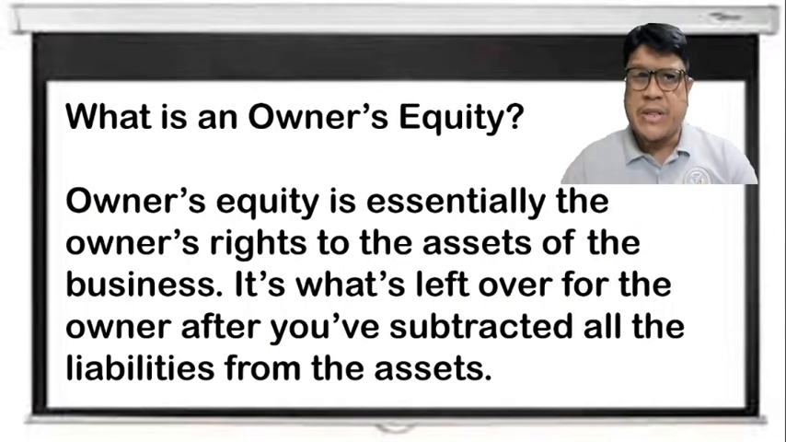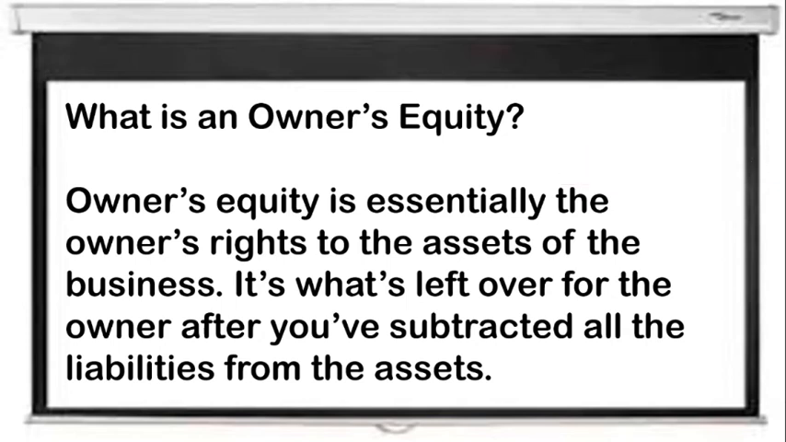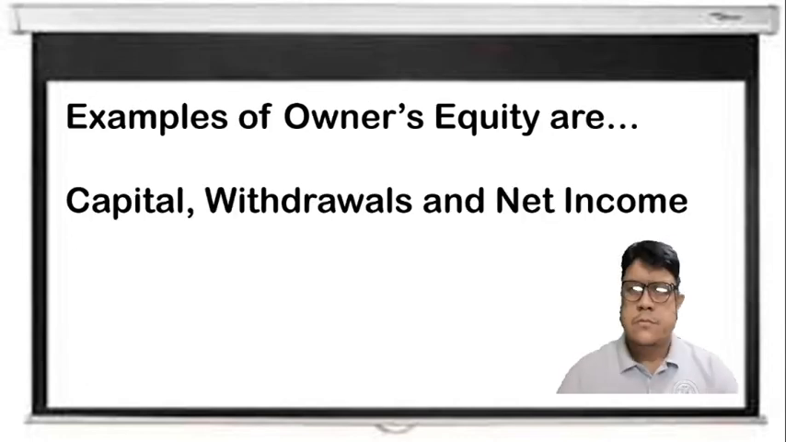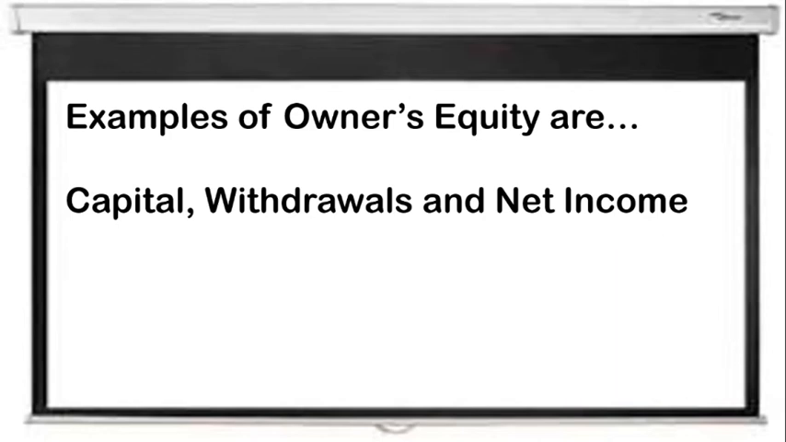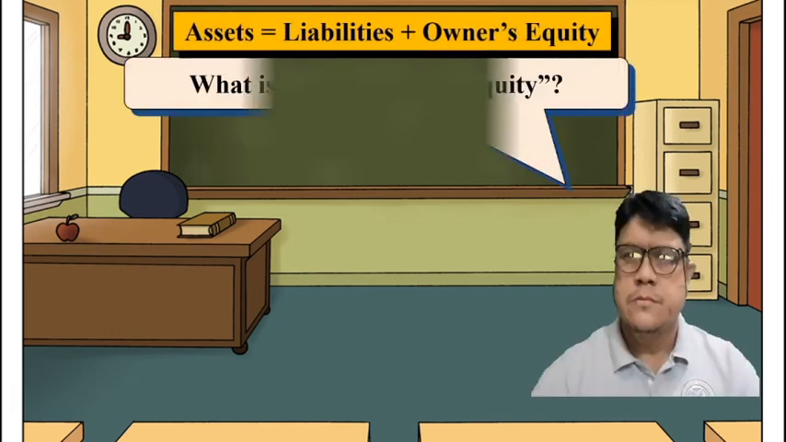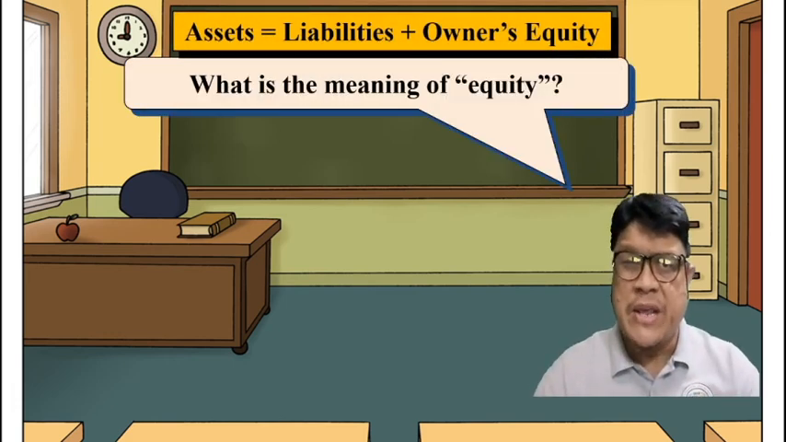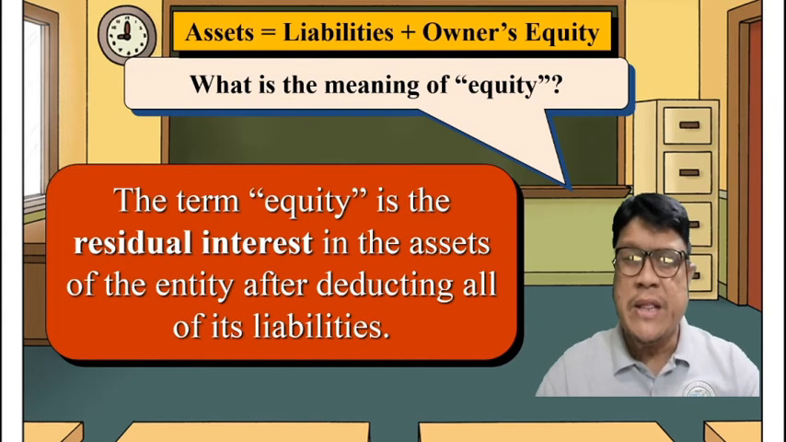What is an owner's equity? Owner's equity is essentially the owner's right to the asset of the business. It's what's left over for the owner after you've subtracted all the liabilities from the assets. Examples of owner's equity are capital, withdrawals, and net income. What is the meaning of equity? The term equity is the residual interest in the assets of the entity after deducting all its liabilities.